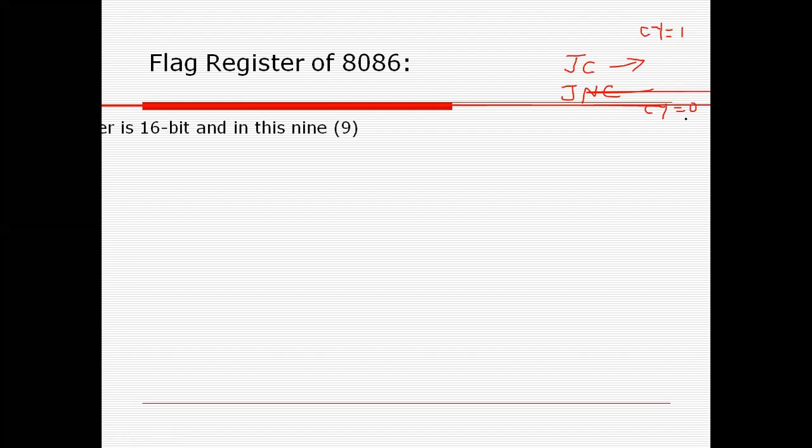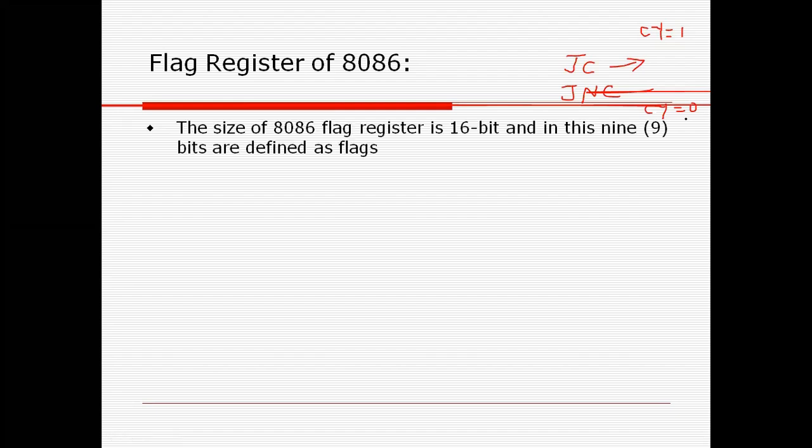The 8086 has a 16-bit flag register. Out of the 16 bits, only 9 bits are defined as flags, and the remaining bits can be used for future expansion purposes.